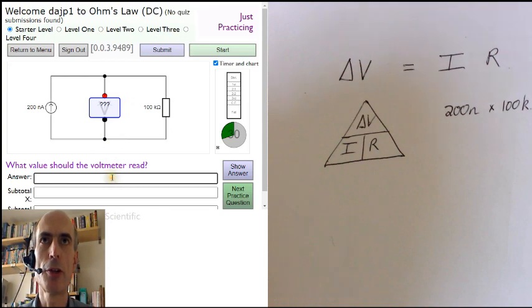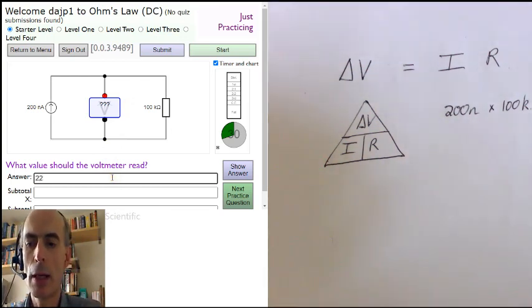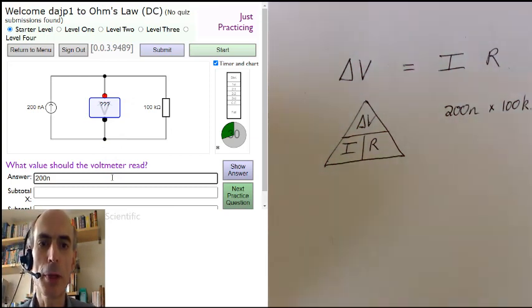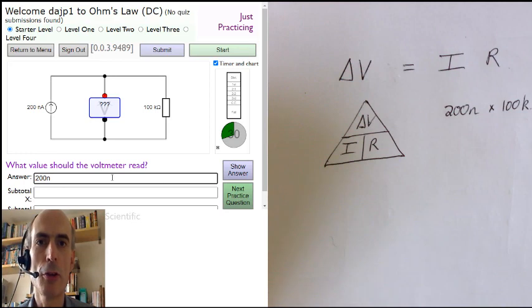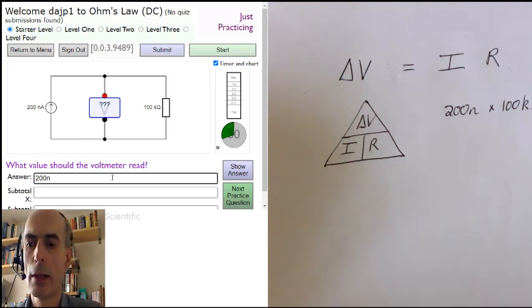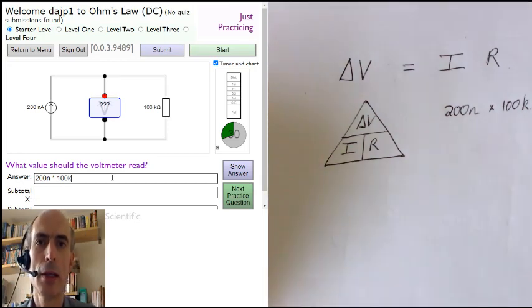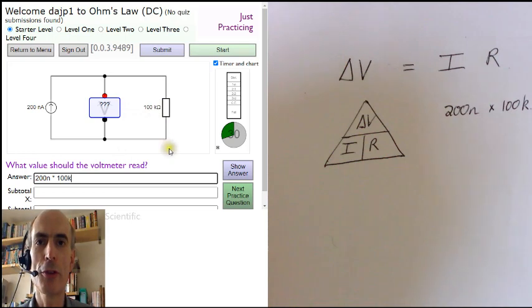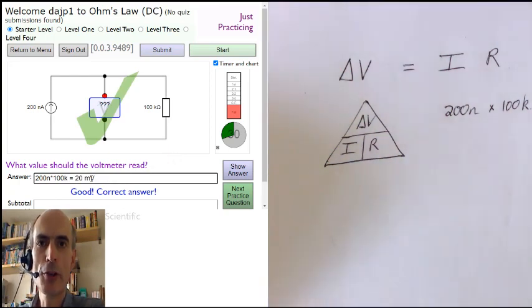There's a calculator built into the QuizUp, and it's quite an intelligent calculator because it understands what nano means. Nano is a multiplier. Nano means 10 to the power of minus 9. And it understands what K means. K means multiply by 1,000. So a 100K resistor is a 100,000 ohm resistor. Multiply them together and you get the big green tick, which indicates that you're right.